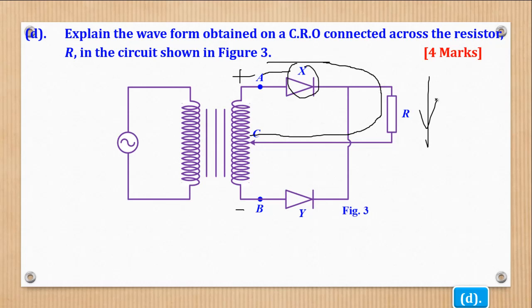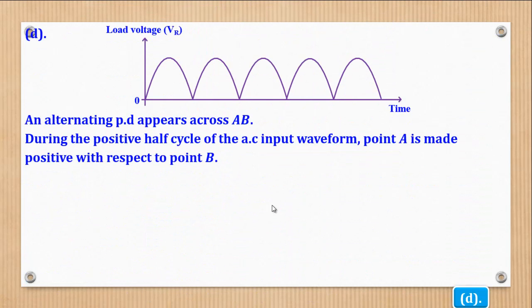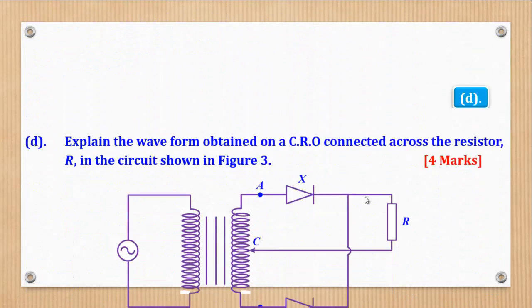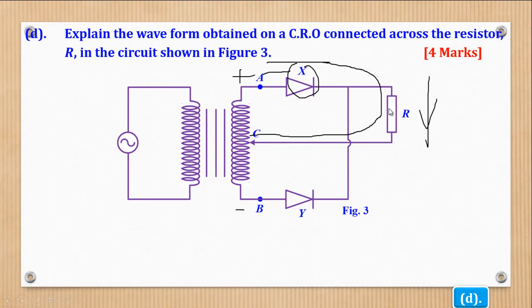Not the direction, because the direction is what matters. Okay, let's first leave those arrows there and go back and say that only diode X conducts and current flows along path A, X, R, C. I think that's what we have shown. A, X, R, C.